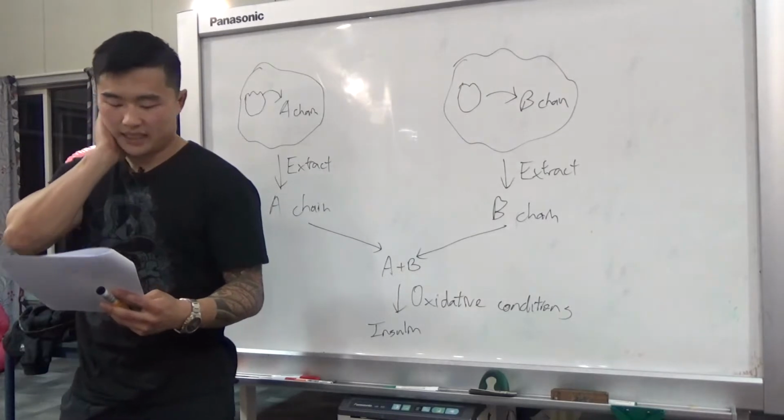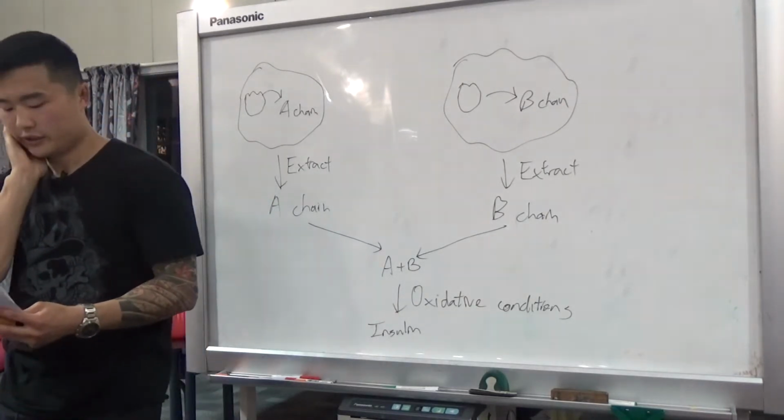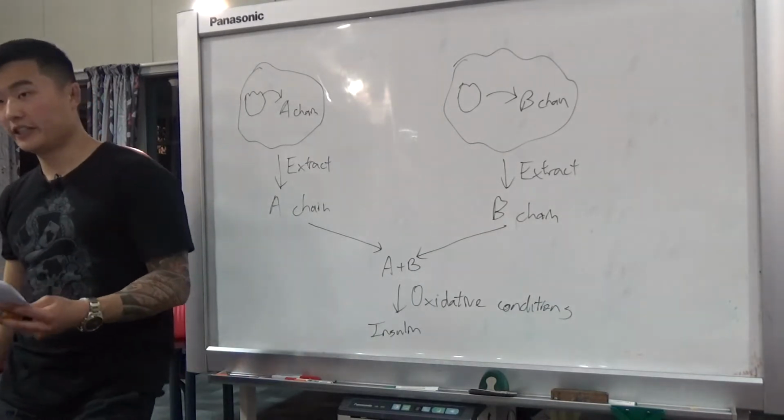So bacterial cells cannot remove introns. So the gene that you insert has to be free of introns.